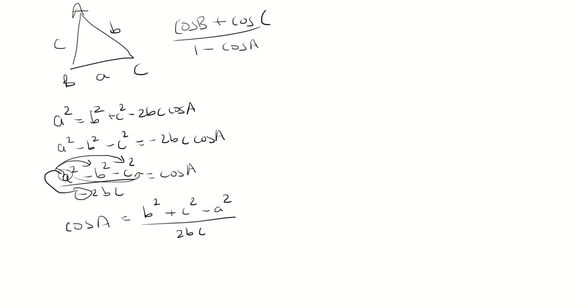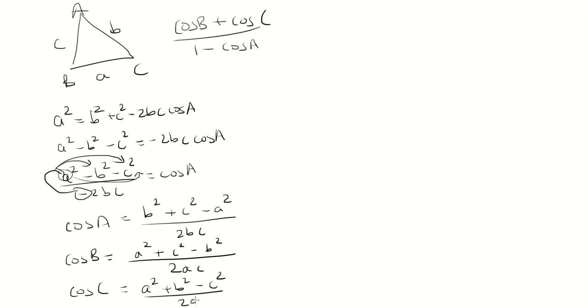We could do the same thing for cosine B, but now we just follow the pattern. Because we have a here, we have b squared plus c squared. So for us, it's going to be a squared plus c squared, and then minus b squared over 2. Here you have a and then bc, so this will be b and ac. And then for cosine C, basically you're replacing b and c in the formula. So you end up with a squared plus b squared minus c squared over 2ab.